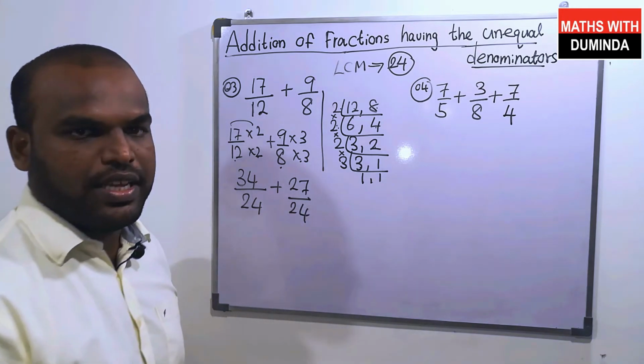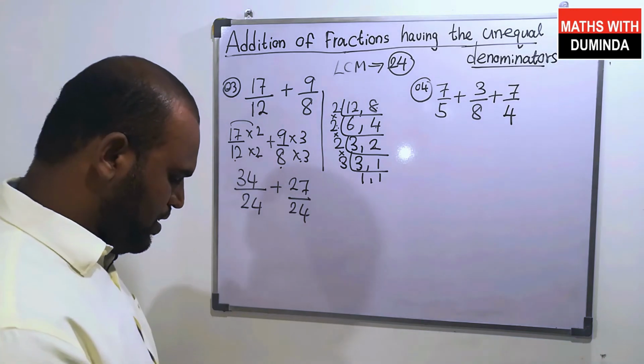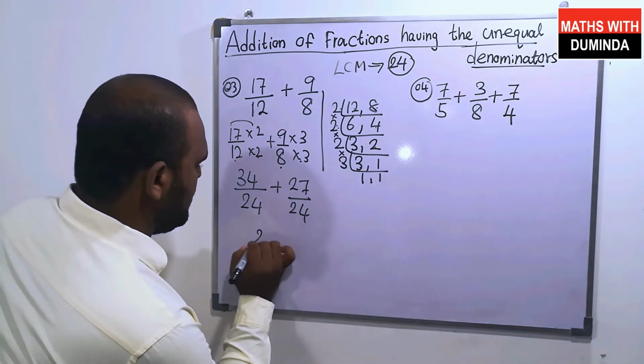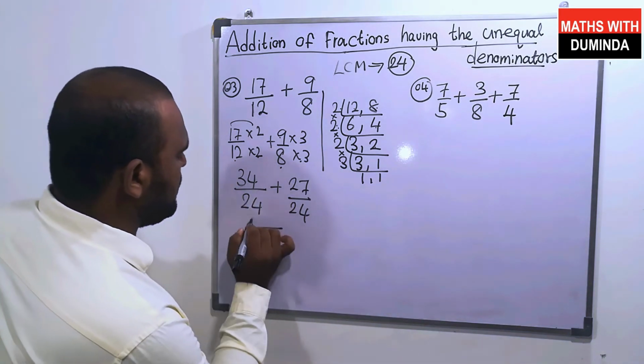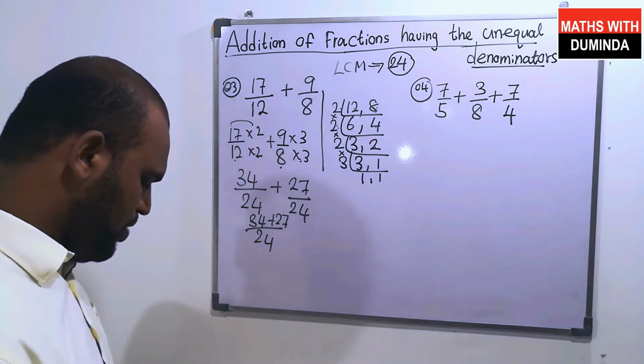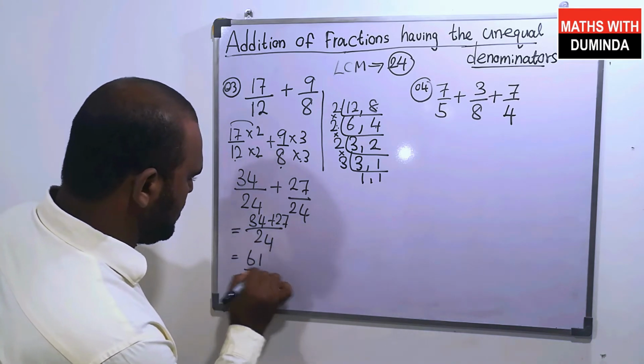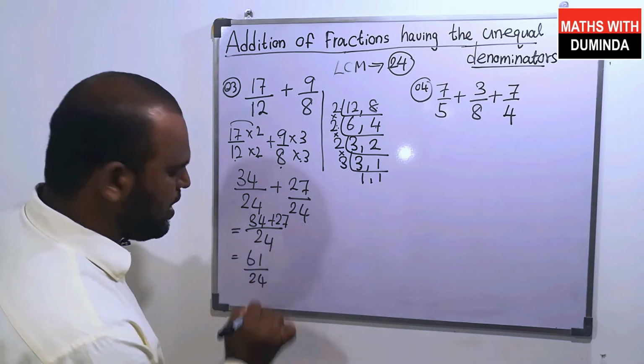As you can see, now we have equal denominators. Therefore, we can add the numerators. Okay, then 34 plus 27. 34 plus 27 is equal to 61. 61 over 24. Can we keep the answer like this?